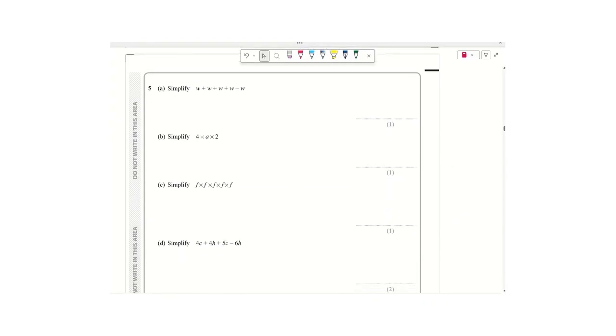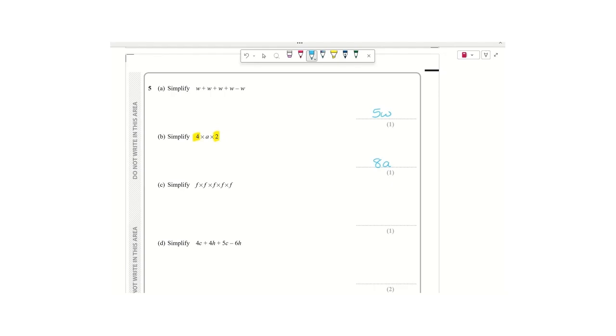So question 5, we are on simplify, and we've got W added together 5 times. So that will give me 5 W's. Part B, simplify 4 times A times 2. So we can look at the number parts, and we can do 4 times 2 is 8.